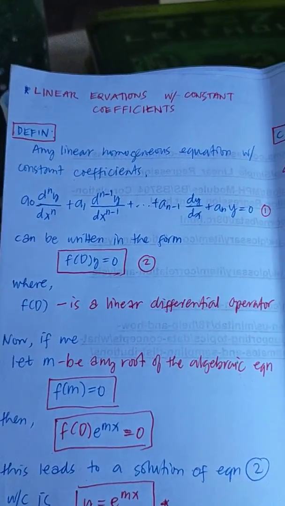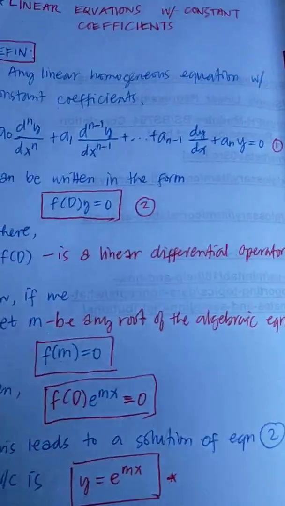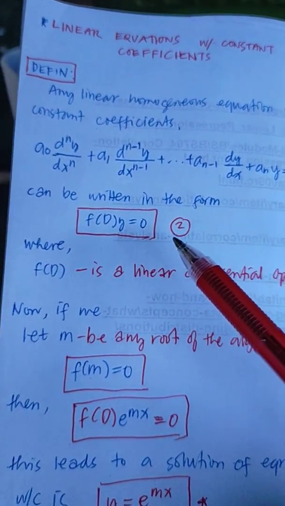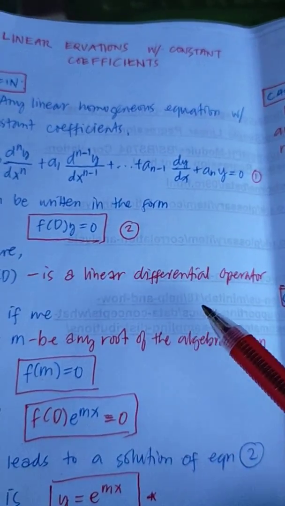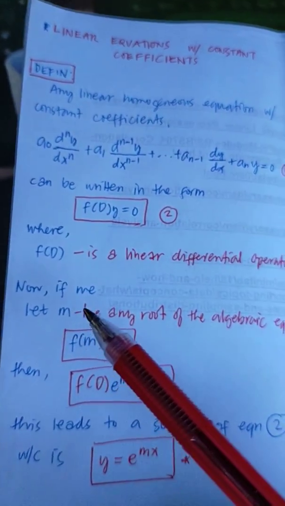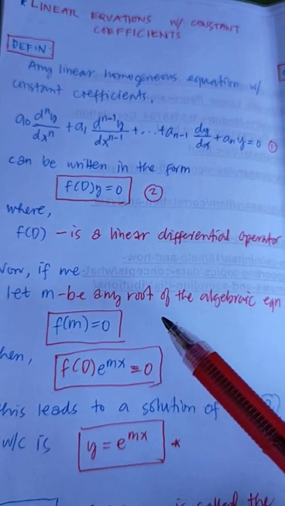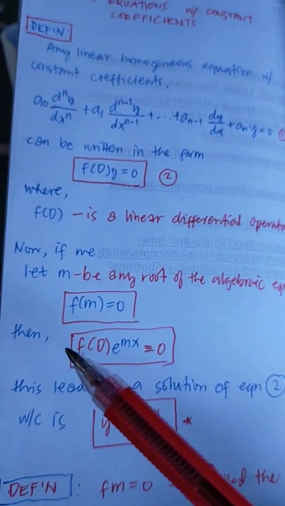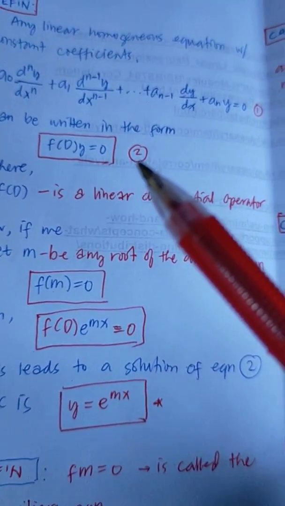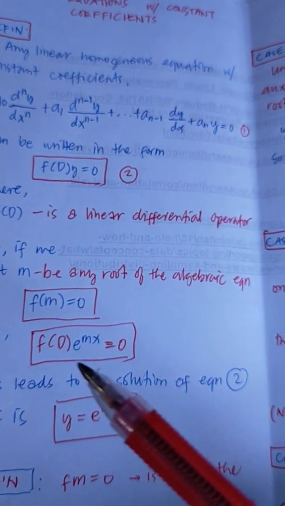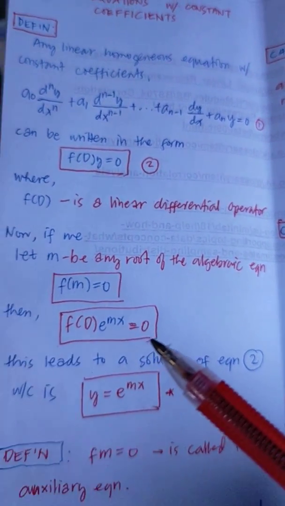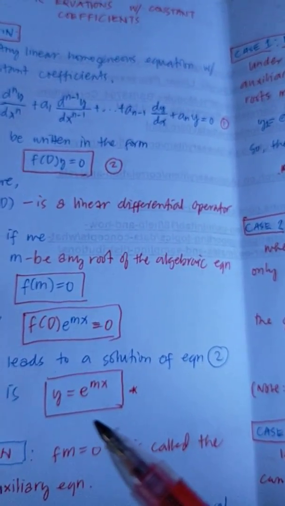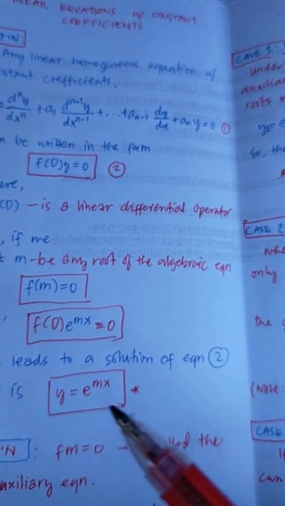can be written in the form f of D of y is equal to 0. So this one can be written like this, where our f of D is a linear differential operator. Now, if we let m be any root of the algebraic equation, that is f of m is equal to 0, then from 2, we could say that f of D of e to the power of mx is equal to 0. This leads to the solution of the equation y is equal to e to the power of mx.